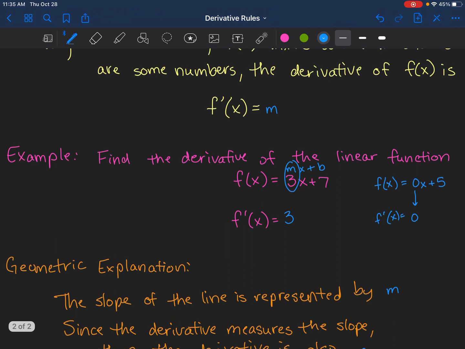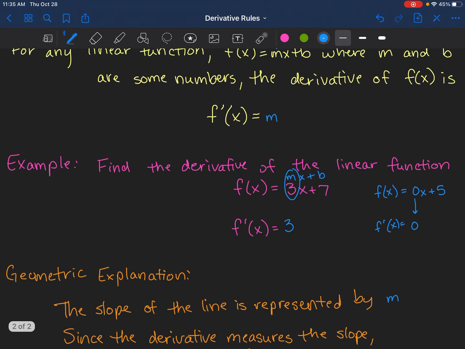Again, the whole purpose of this is just to prove my point that if I have any linear equation, the derivative is the same thing as the slope.